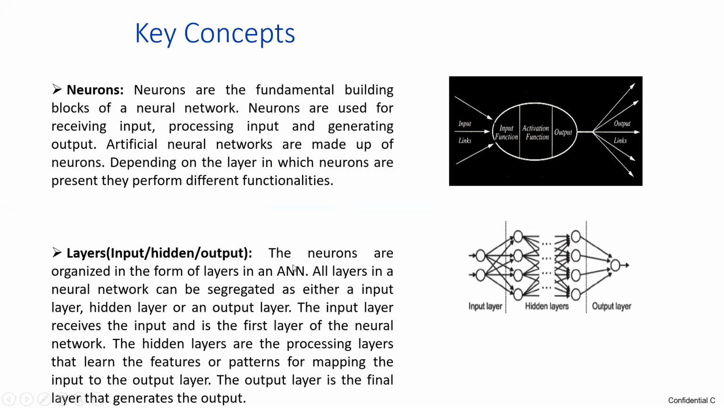So the base for deep learning is a neural network. Neural networks came from our human brain system, where we have n number of neurons which are interconnected.